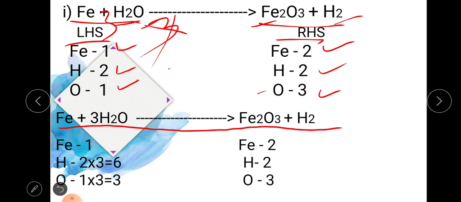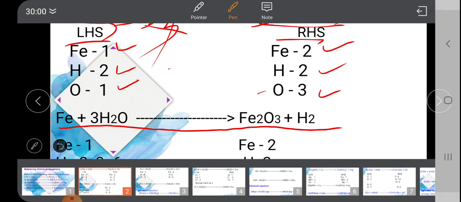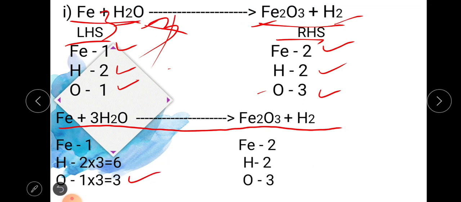Okay, now we'll check which are balanced now. Oxygen how many? 3 here. This 3 multiplies with hydrogen also, oxygen also. Oxygen is balanced now. But if you balance oxygen, hydrogen changed again, because hydrogen also multiplied with 3 and hydrogen became 6 here, but here hydrogen is only 2. So to make it 6, what to do? This hydrogen also we should multiply with 3, means we should write 3 here.